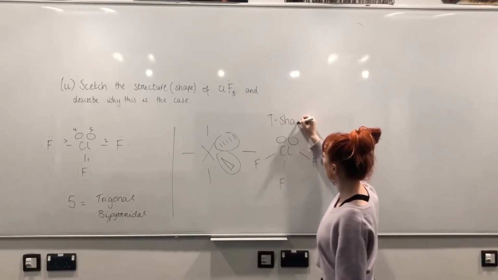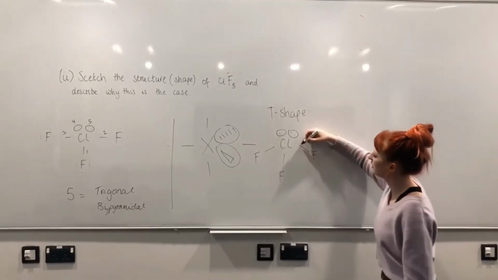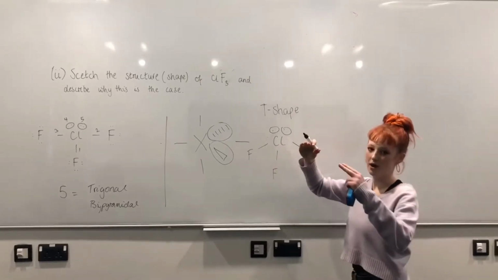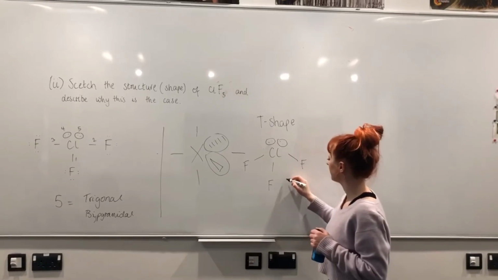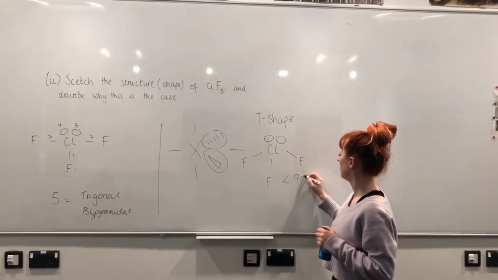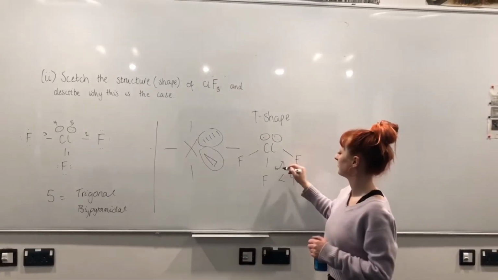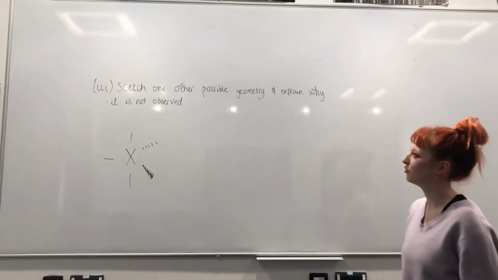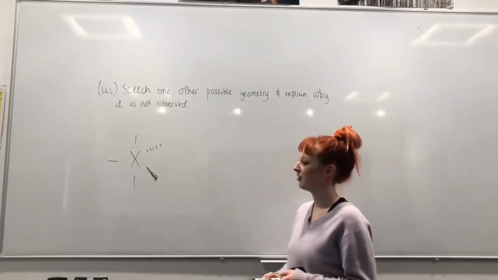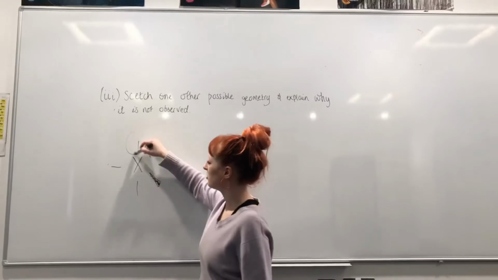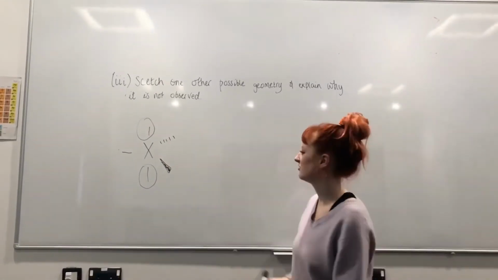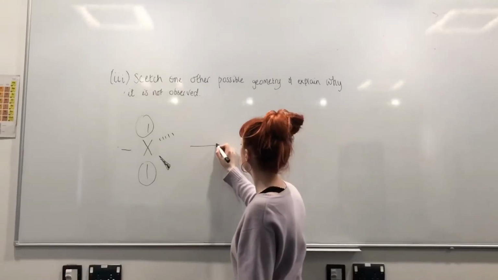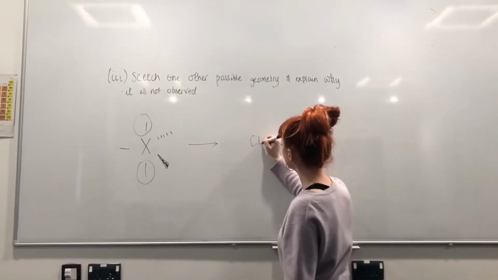It's almost a T shape, but these 2 bonding pairs are repelled slightly downwards by the lone pairs to give an angle of less than 90 degrees between these. Another possible geometry for ClF3 could be if the 2 lone pairs take the axial positions instead of 2 of the equatorial positions. This would look like this.